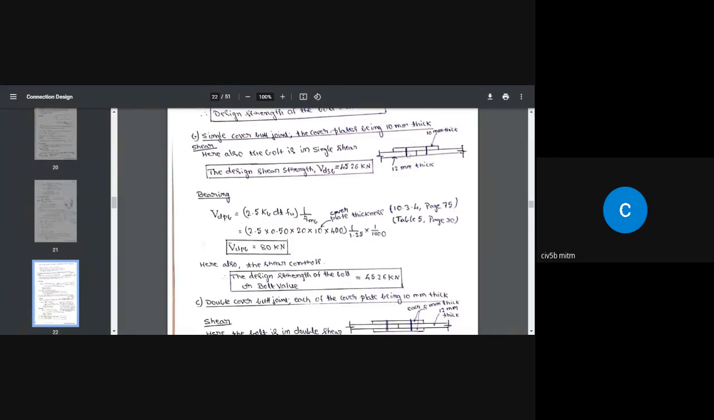So the bolt is in single shear. So what is the design strength of the bolt in single shear? It is 45.26 kilonewton. We calculated that value already, so we don't have to repeat it. Next, when it comes to bearing, see here KB value is the same. So that is 0.50 we already calculated. D is the diameter of the bolt.